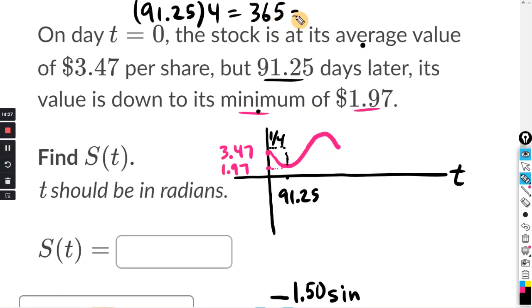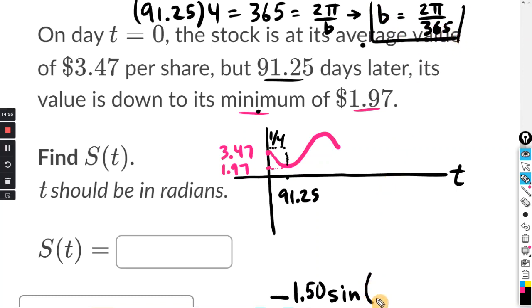Formula for period is 2 pi over b. All right, cross multiply, 365b is 2 pi. And dividing both sides by 365, b is going to equal 2 pi over 365. Okay, I don't think they make you reduce that, so I would like to leave that as is, 2 pi over 365. So b is the number that's multiplied by t inside parentheses, 2 pi over 365, and that's going to be times t.